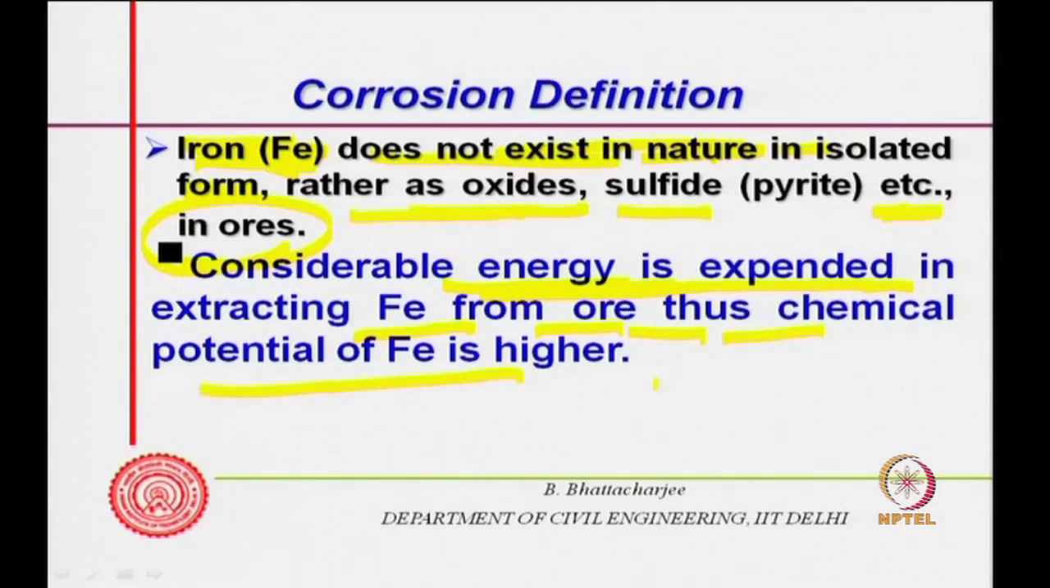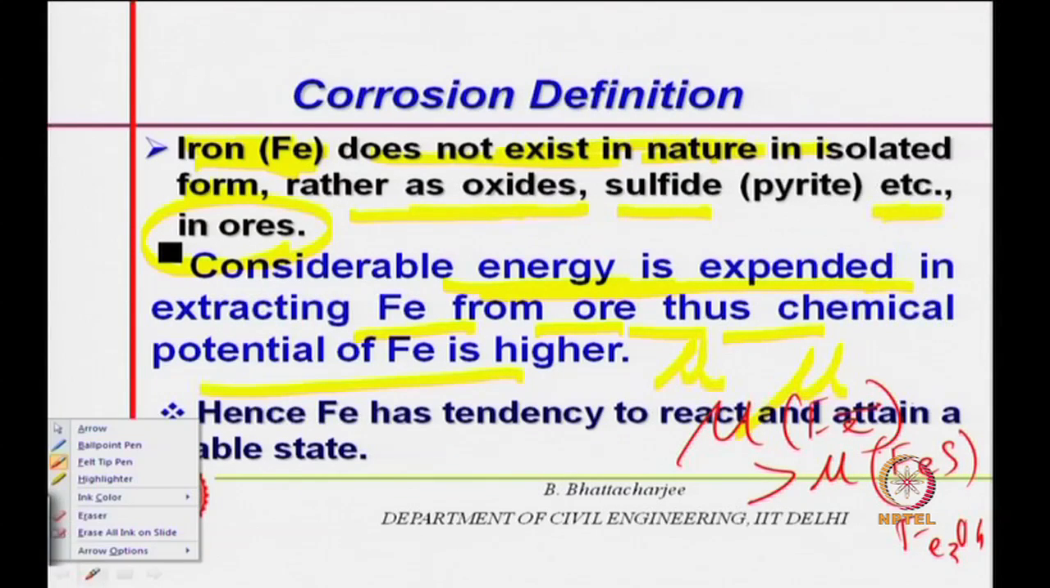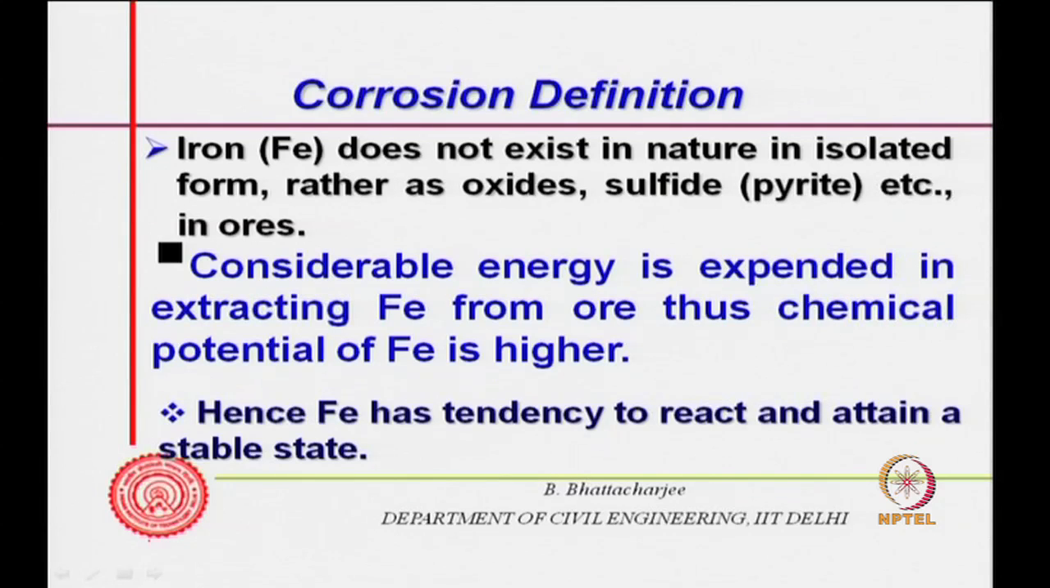Thus, the chemical potential, mu, that we talked about the other day: mu of Fe will be higher than mu of FeS or Fe3O4, magnetite, hematite, whatever you call it, because you have given a lot of energy. Therefore, it has a tendency to come back to a natural state. Hence, Fe has a tendency to react and attain a stable state. It is a thermodynamic tendency, because its chemical potential is higher.